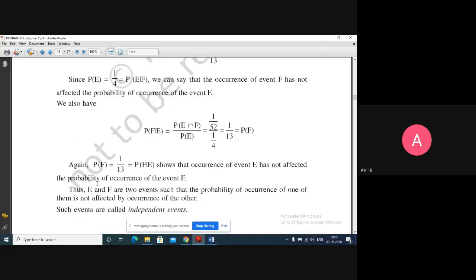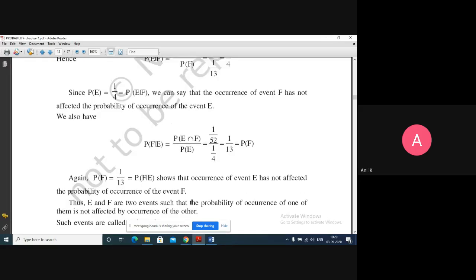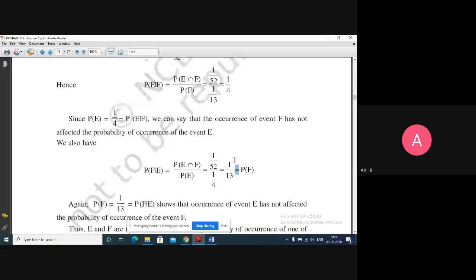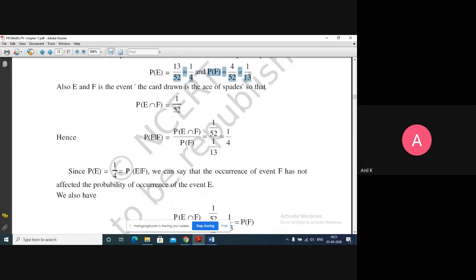Okay, so E and F are two events such that the probability of occurrence of one of them is not affected by the occurrence of the other. Here they found P of E slash F, then next they found P of F slash E. F slash E means the probability of happening F after the happening of E. Then also I got the answer as 1 by 13. But when I find the probability of F itself, that also will give me the answer as 1 by 13 only. So the happening of one event does not affect the happening of the other event. Is that clear? So in that case, both are independent events.